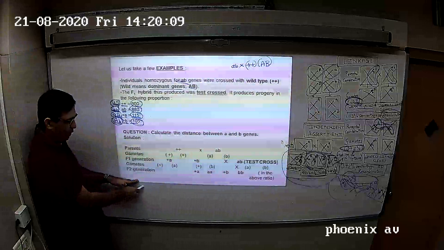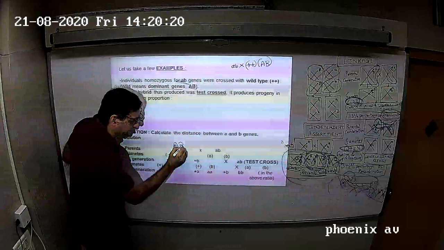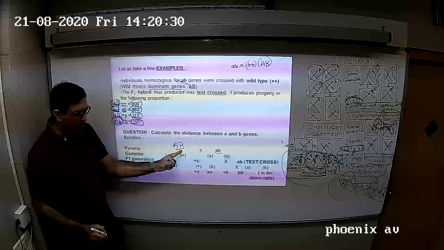Now, the solution. What are the parents? Plus plus, small a, small b. Plus plus, that means capital A, capital B, and small a, small b. That is crossed. Small a, small b, wild type, capital A, capital B. How can you understand that? Plus plus, small a, small b. So, capital A, capital B, small a, small b.